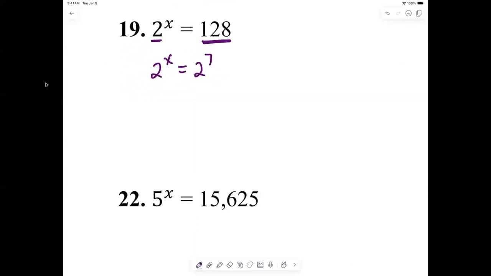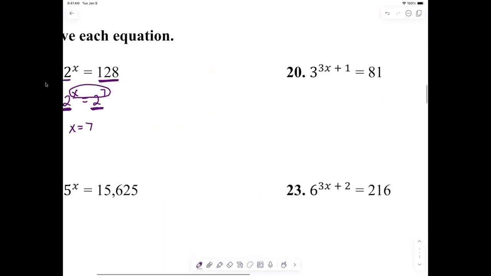Now, if the bases are the same, the exponents must be equal. The exponents must be equal. So in this case, the answer was x equals what? 7, because obviously 2 to the 7 now is 128. Is everybody with me on that? All right, we're going to do 20 together now.